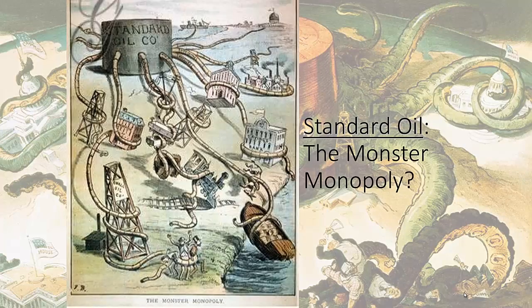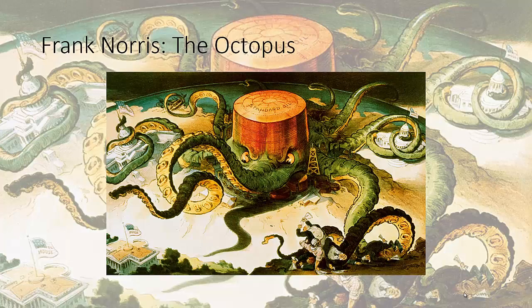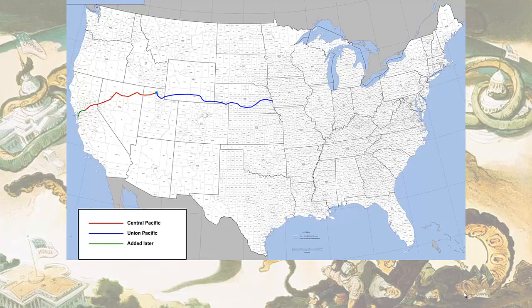And Rockefeller gets a somewhat unfair charge that he is a monopoly monster. Standard Oil, especially because of some of the business practices it uses to build up its monopoly, becomes attacked and really made famous by Frank Norris in a book called The Octopus, in which the Standard Oil octopus consumes Congress, the White House, and even the judiciary.